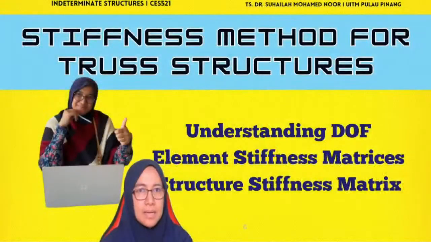So in this session, you are going to learn how to analyze truss structures using the stiffness matrix method. Stiffness method is the second topic under the course Indeterminate Structures CES521. Under this topic, you are going to learn how to analyze number one, truss, number two, beam, and number three, frame. Start with truss, followed by beam, and last one is frame structure. So we will use the stiffness method. Okay, so let's start now.